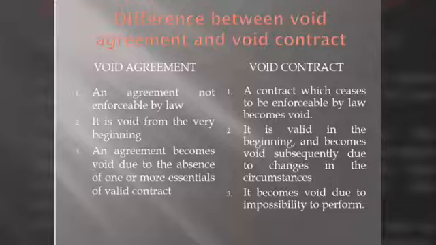Next, the third one: an agreement becomes void due to the absence of one or more essentials of a valid contract, whereas a void contract becomes void due to impossibility to perform. So a void agreement is an agreement that becomes void because any one essential of a valid contract is not present, whereas a void contract becomes void due to impossibility to perform. First it is possible to perform, afterwards it becomes impossible, so it becomes void. This is regarding the differences between void agreement and void contract.